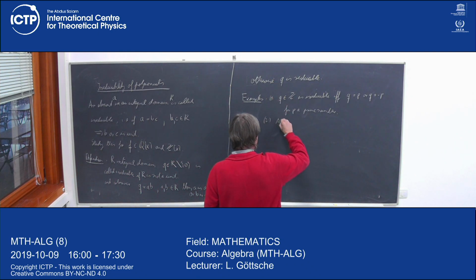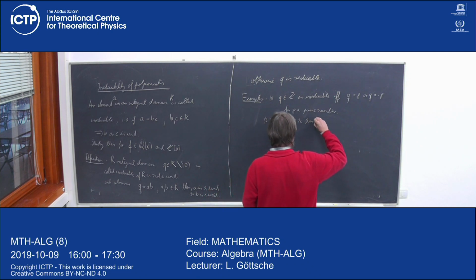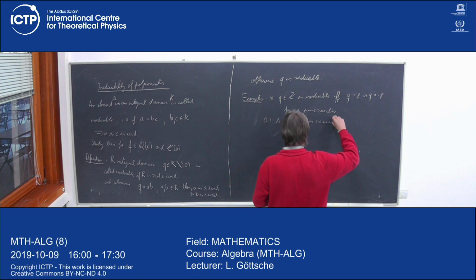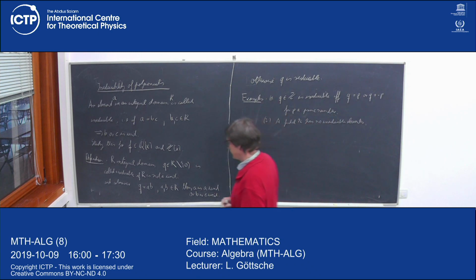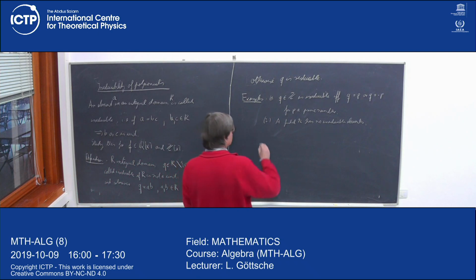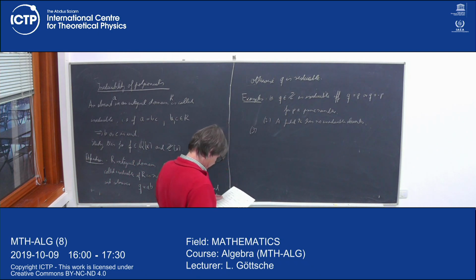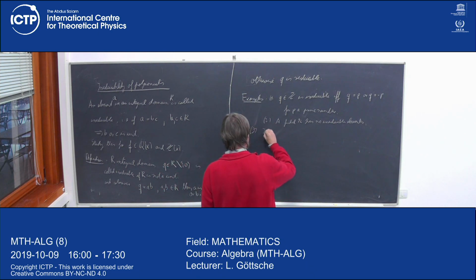If a field K has no irreducible elements, well, trivially, because obviously every element is either a unit or it's 0. So we cannot even start.